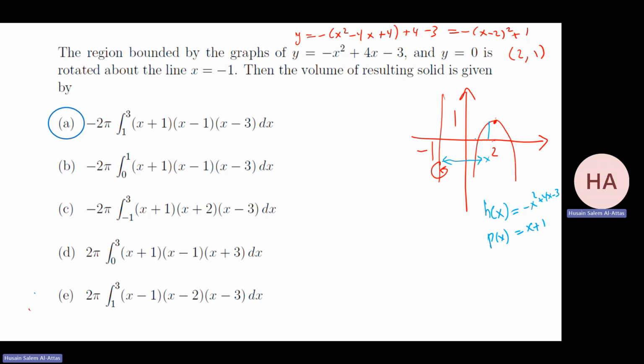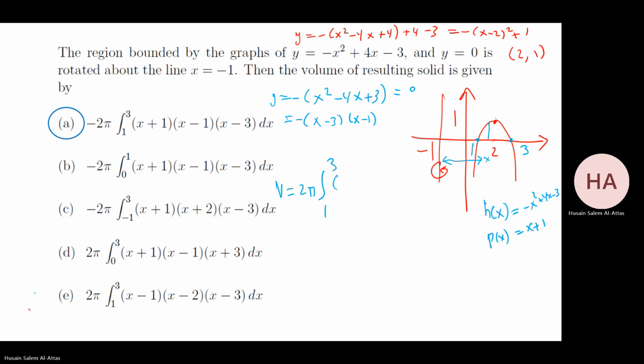Be careful. What are these points? I need to factor this. So this is y equals minus x squared plus 4x minus 3. I want to make it equal to 0 to find the x-intercepts. Minus x minus 3, x minus 1. So I have 1 and 3. So the volume will be 2 pi from 1 to 3 times this, and this is what? X plus 1 times minus x squared plus 4x minus 3 dx.